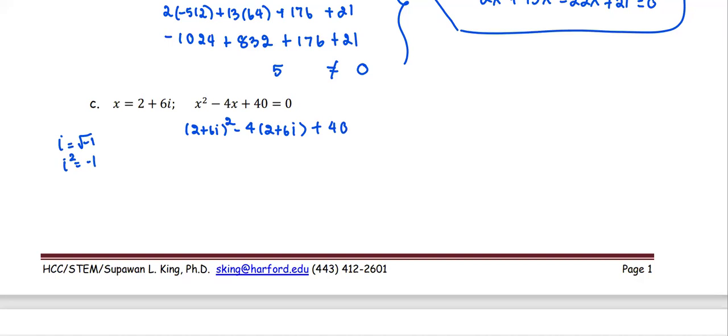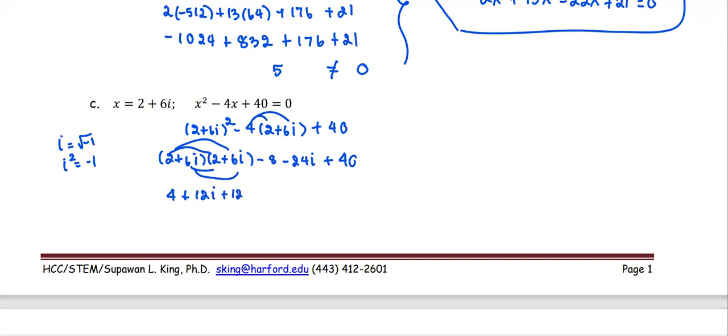For the quantity to the power 2, it means the quantity times itself twice: 2 plus 6i times 2 plus 6i. And then minus 4 times 2 and 4 times 6i with a negative sign. So we have negative 8 minus 24i plus 40. Use the FOIL technique to expand the first product. 2 times 2 is 4. 6i times 2 is 12i, and another 12i. And 6i times 6i is 36i squared.